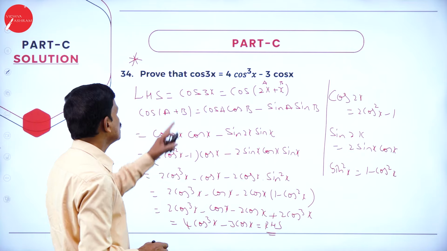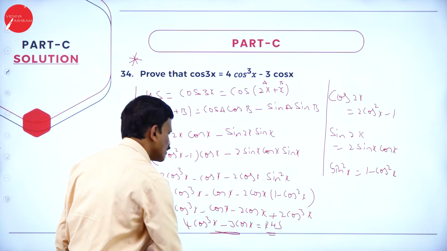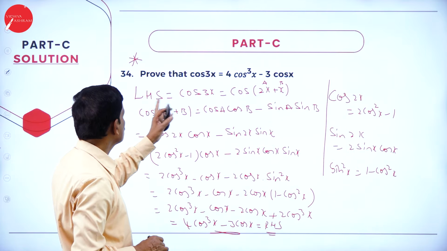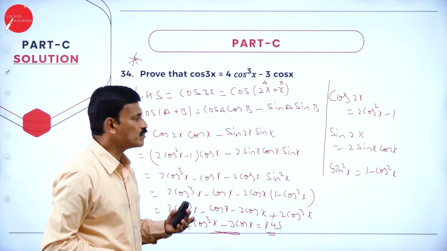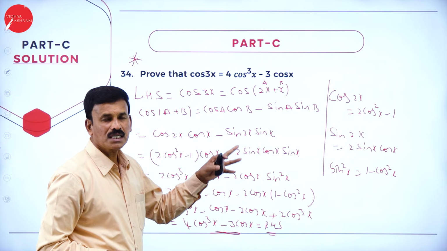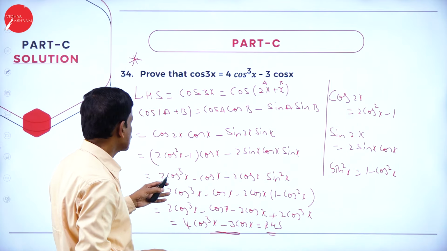See, what is RHS? 4 cos cube x minus 3 cos x. This is the required answer. Very simple. Just split cos 3x into cos(2x plus x) and use the cos(a plus b) formula: cos a cos b minus sin a sin b. Convert cos 2x in terms of cos x: 2 cos square x minus 1.